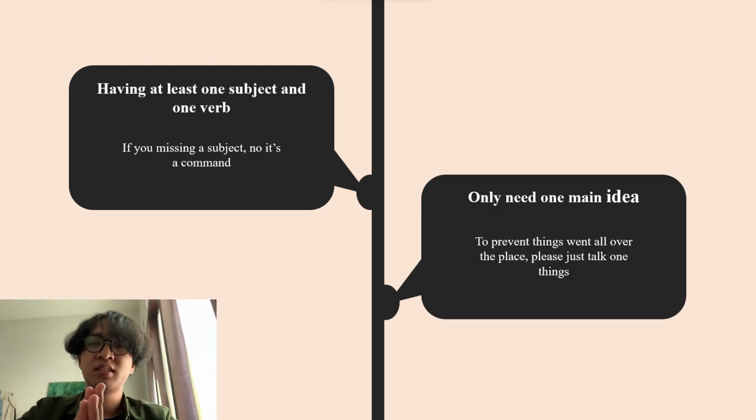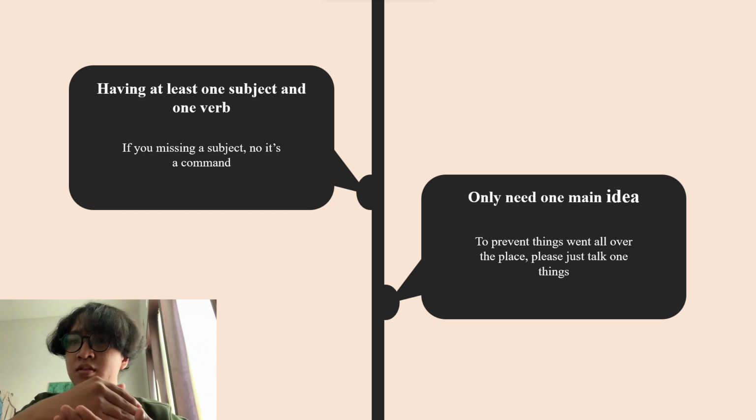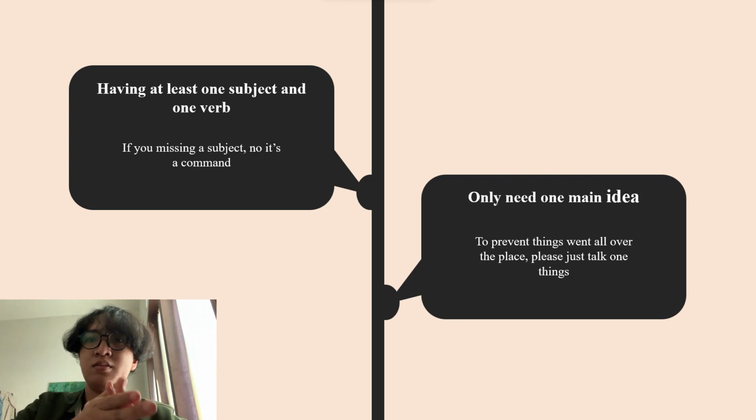Next, a sentence must contain only one main idea, not two or three, but only one. Why? Because it makes us understand what the problem is for this text. If you have two or three problems, we need to separate them and not make them all at once.